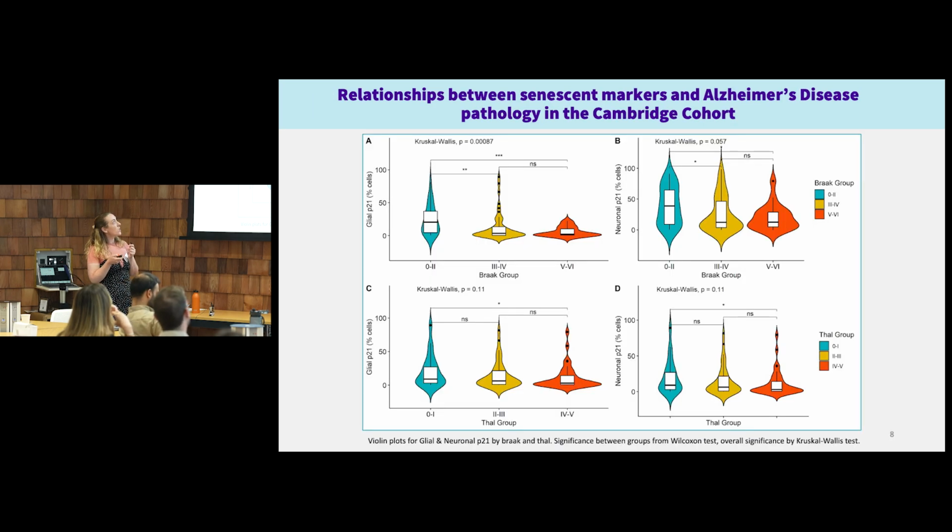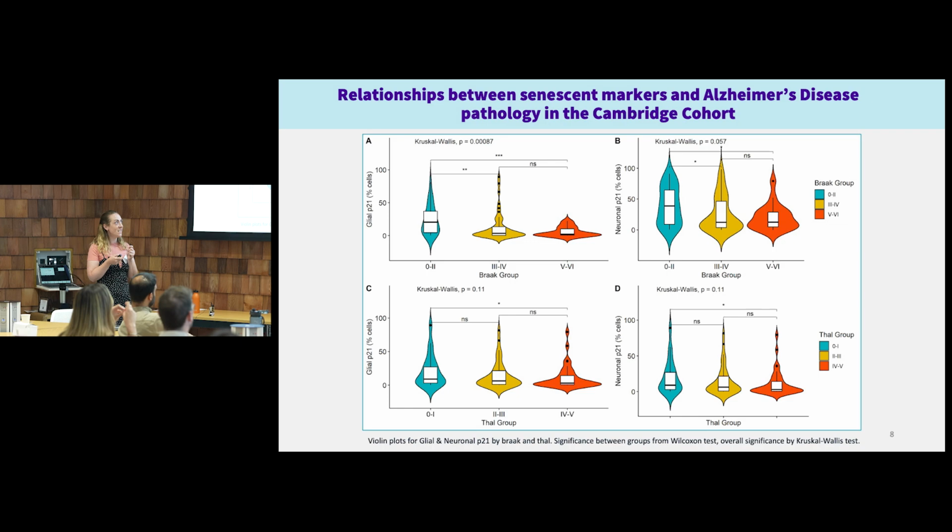And then moving on to looking at the relationship with some of our markers and Alzheimer's type pathology. So first we looked at P21 and P16 in relation to Braak and Thal staging. So here we found that there was a higher level of glial P21 at lower Braak staging, so potentially a little bit contrary to what we were expecting.